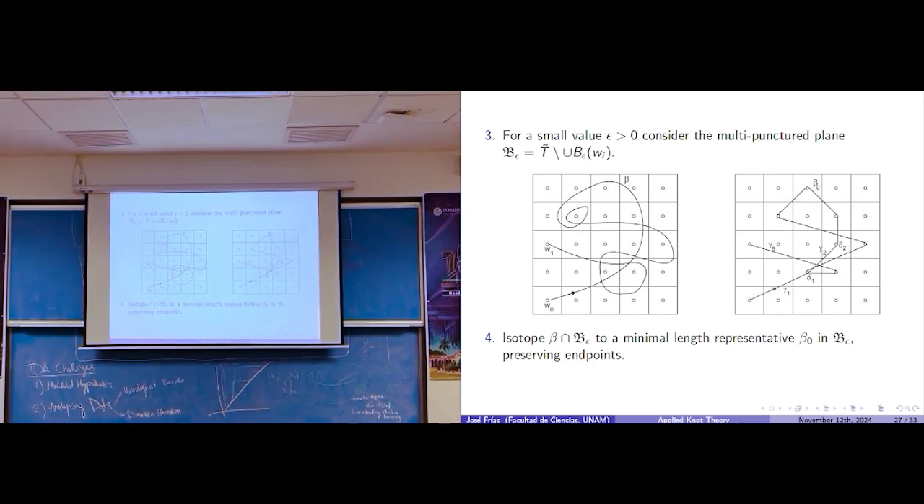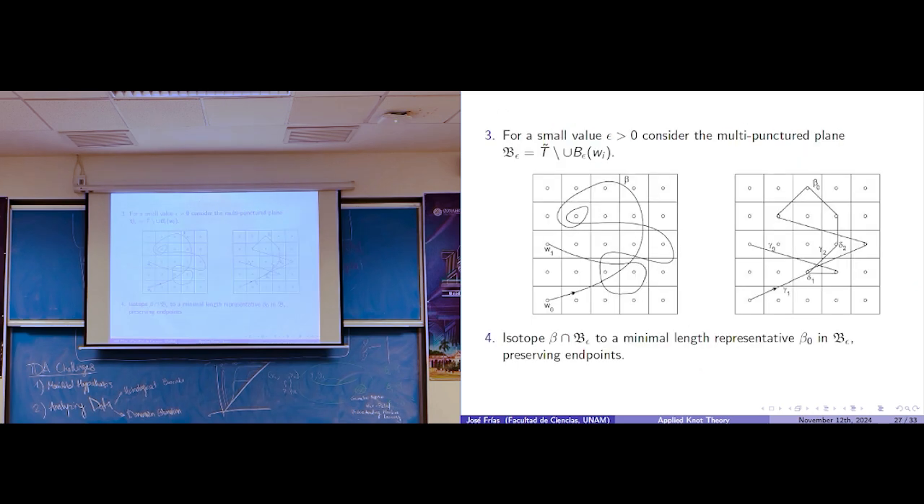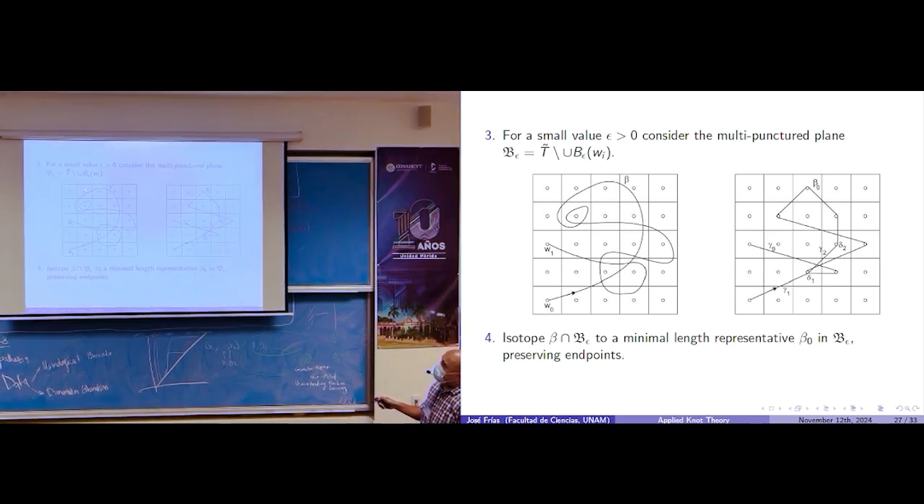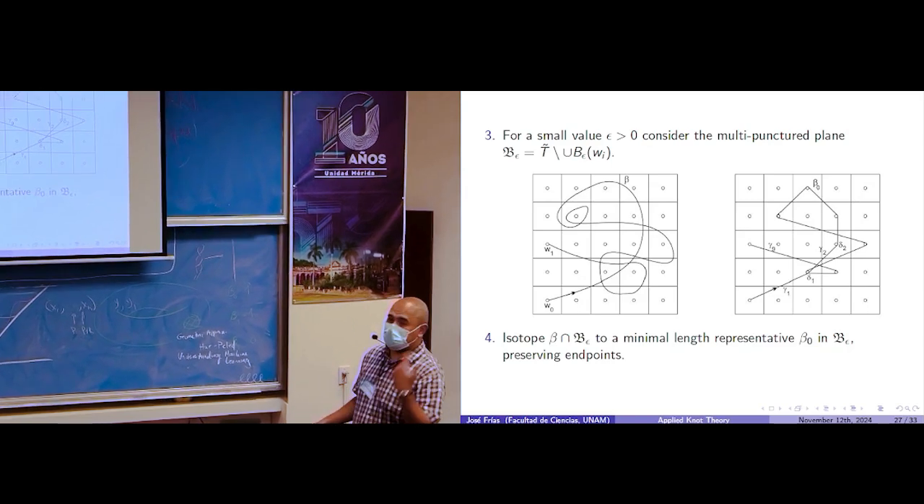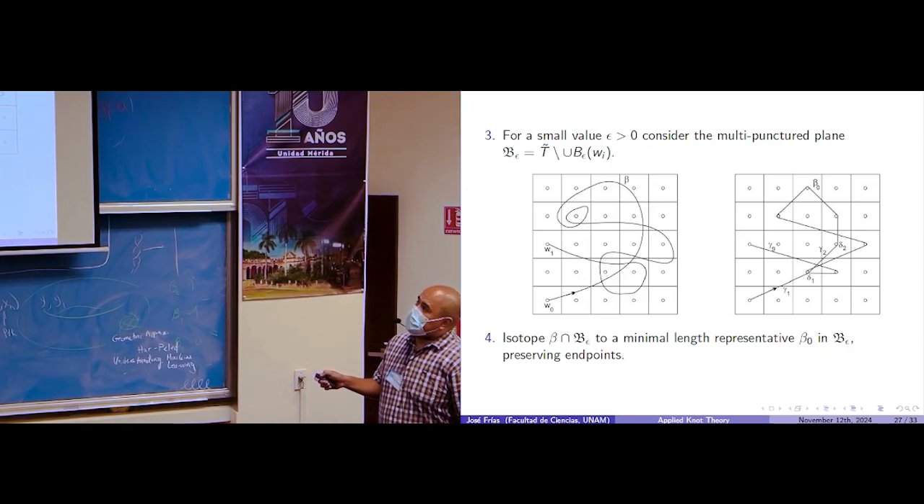And what are these points? They are the preimages of this point under the covering function. So you know that there should be an infinite number of these points. So this curve should be disjoint from this point. So let's take small disks centered at this point and remove them. So that's a multipunctured plane, and in particular it is a metric space.